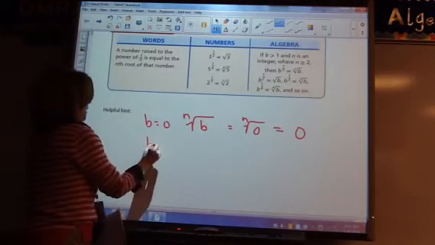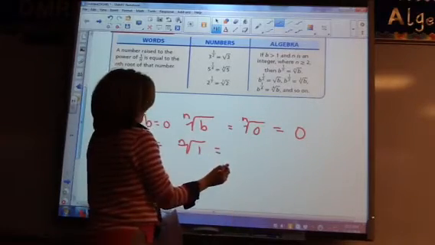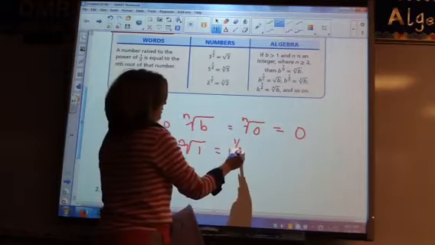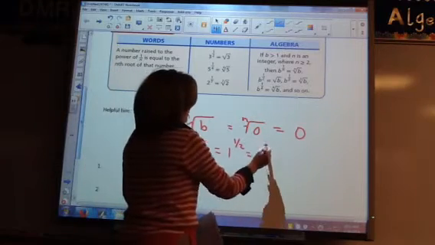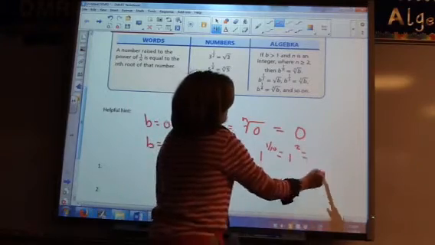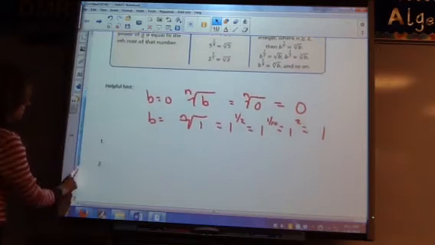What if we have b equals 1? So 1 raised to, doesn't matter, guys. Doesn't matter what it is. What's it going to equal? 1. So there's some helpful hints there before we get started.